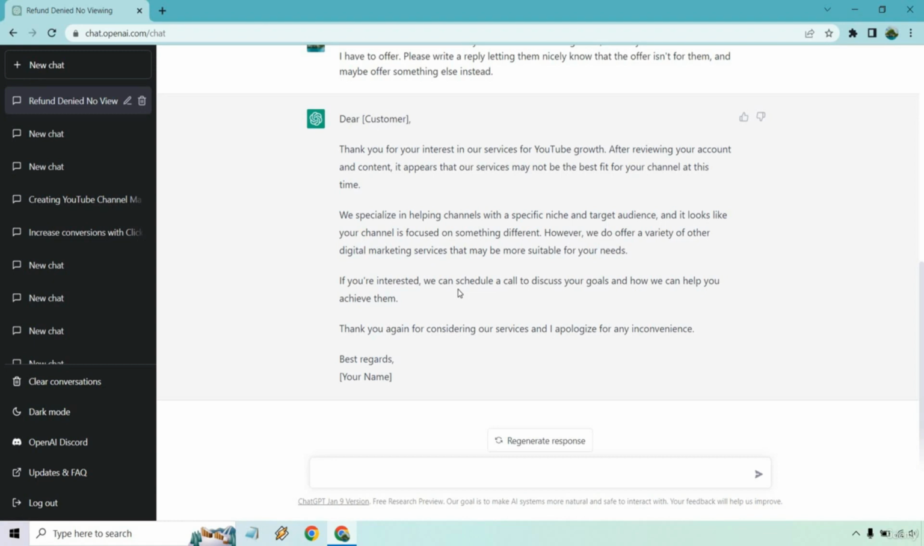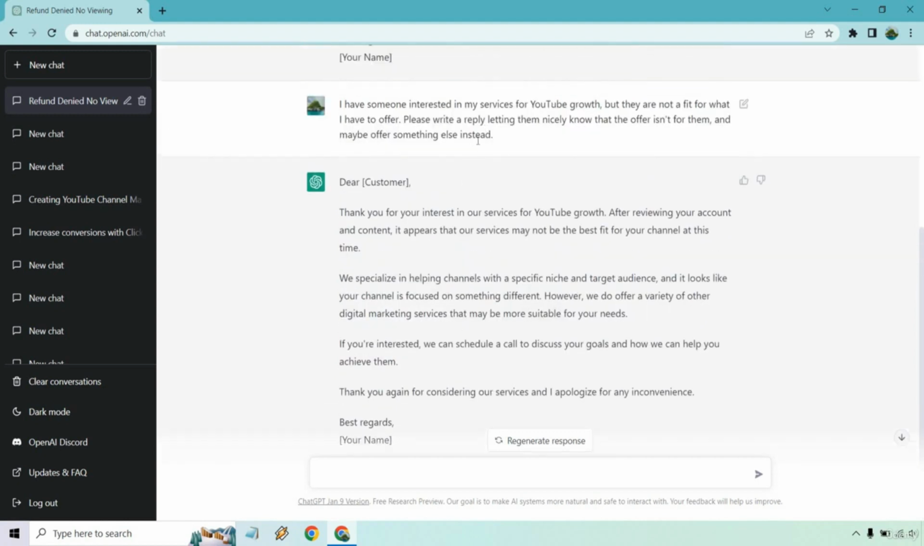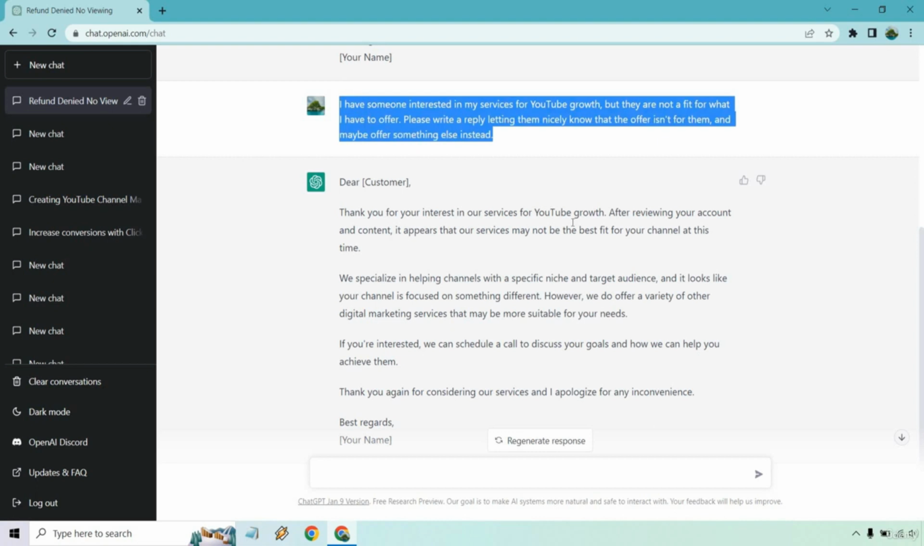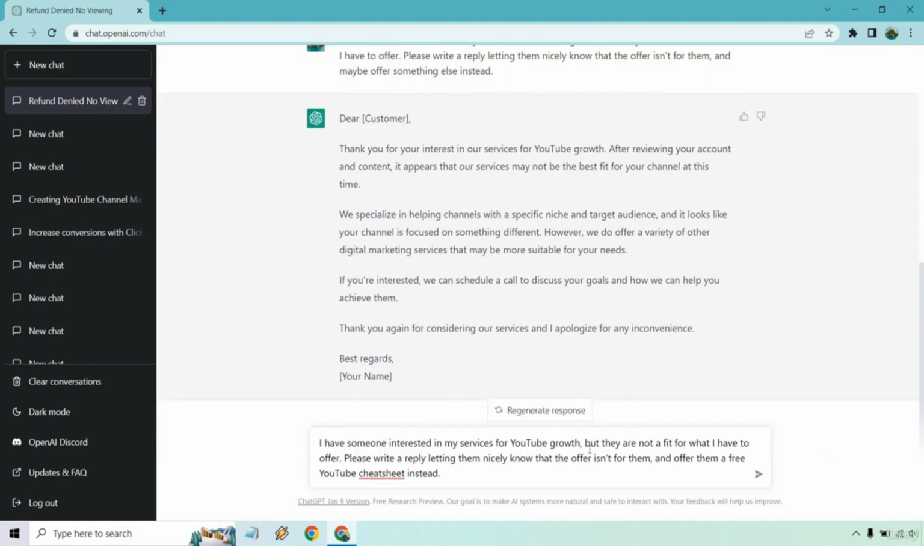So if that's how your business operates and you have multiple different services, that's an angle that you can utilize. However, you can always probably take that out and let's see. I'm going to do that actually. Let me copy this. I had like 5 thoughts at the same time, but okay, so I have the same question here, and I put, please write a reply letting them nicely know that the offer isn't for them and offer them a free YouTube cheat sheet instead.